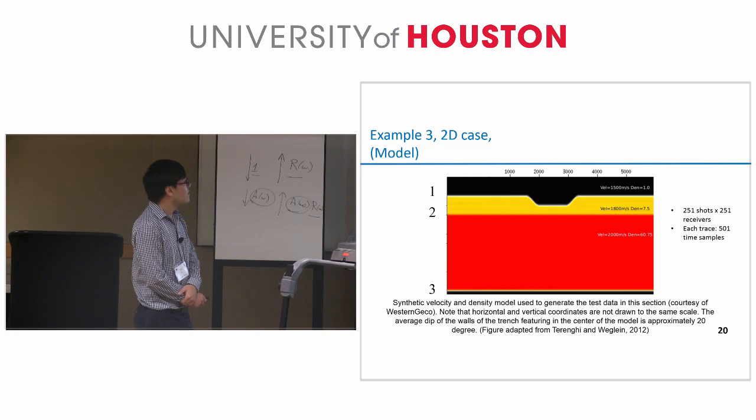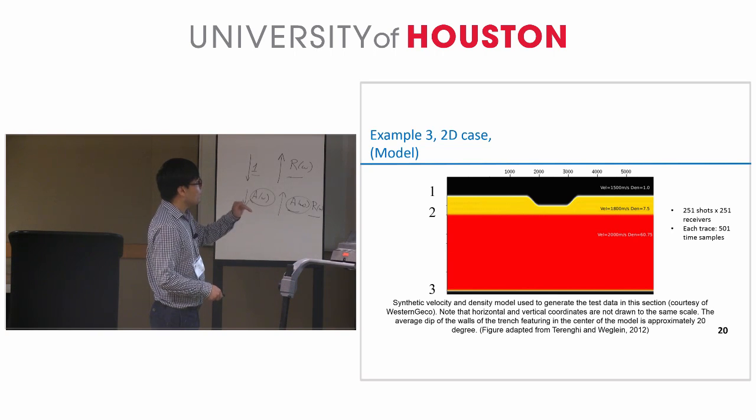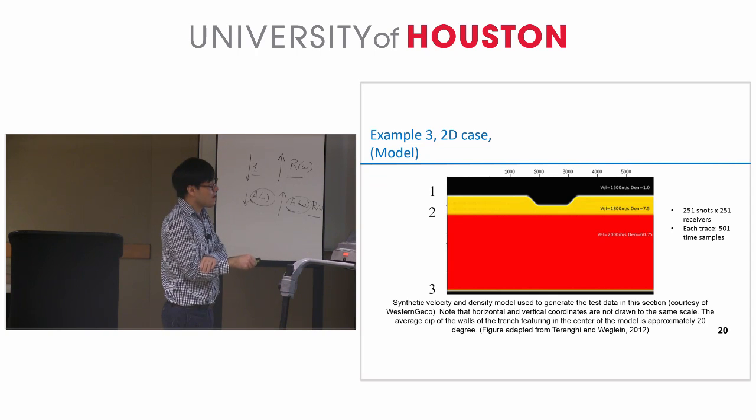So let's look at the third example, which is a 2D case. This slide shows the model we use, a 3 reflector model with a trench in the middle. There are parameters in this specific model, and the synthetic data consists of 251 shots, with each shot consisting of 251 receivers. Each trace has 501 time samples, and this data set is generated by finite difference.